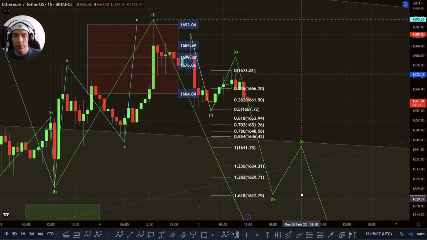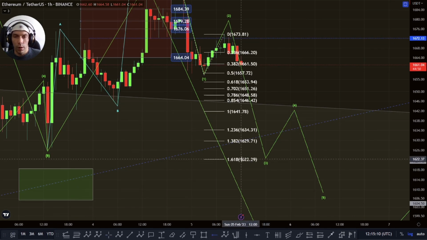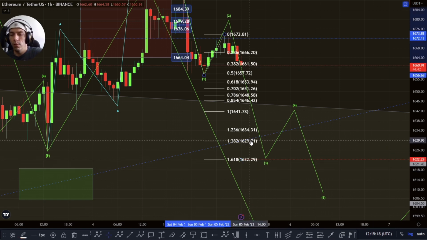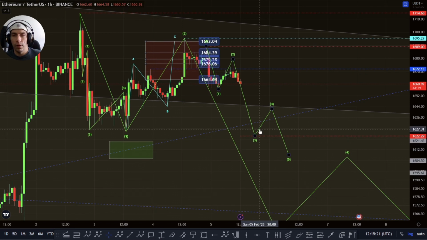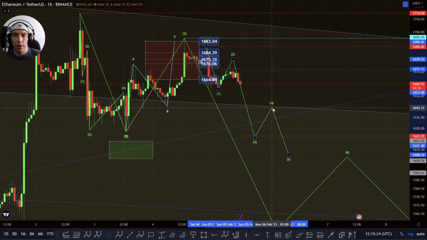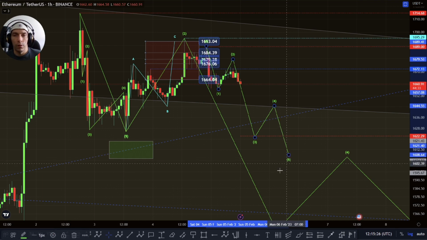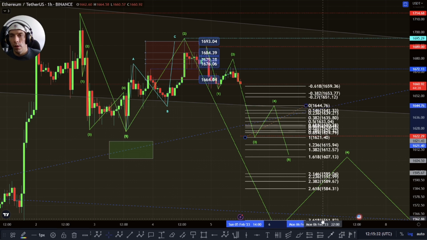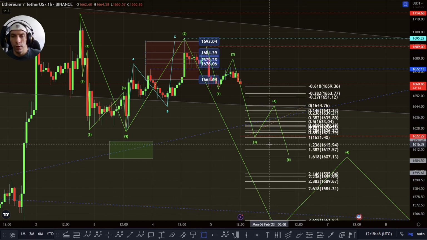If we do move down past this 1622, I'm just going to throw a mark onto there. Effectively, it's 16 22 29. If we do move down past that zone, we could look for a bigger 5-wave structure here, and if this plays out, we would have this continuation to the downside. The target zone for this would be roughly the 1615 to the 1607. Until we actually get the structure developing, we can only work off of the fibs. So this could be a zone that we look to move into, the 1615 to the 1607.